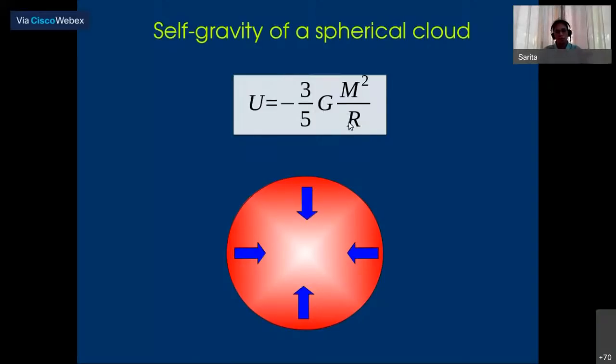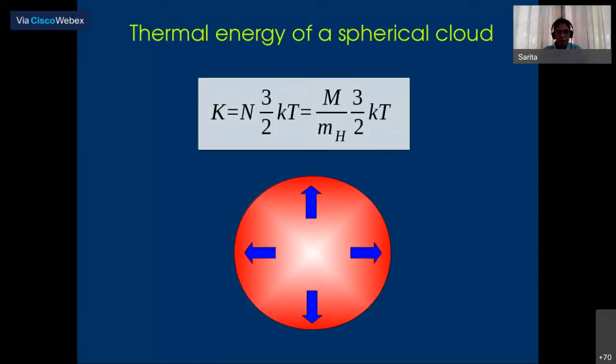So this can also be calculated. In fact, this is an assignment. You can calculate what is the potential energy of a spherical mass distribution. Now it has a negative sign, which means that the effect of the potential energy is attractive in nature. That's why you are getting a negative sign here. The force is attractive in nature.